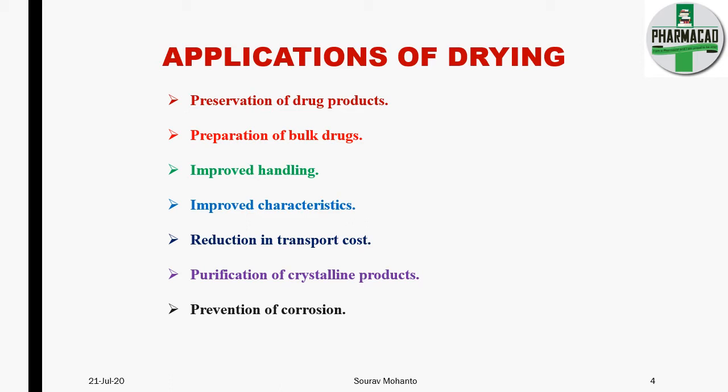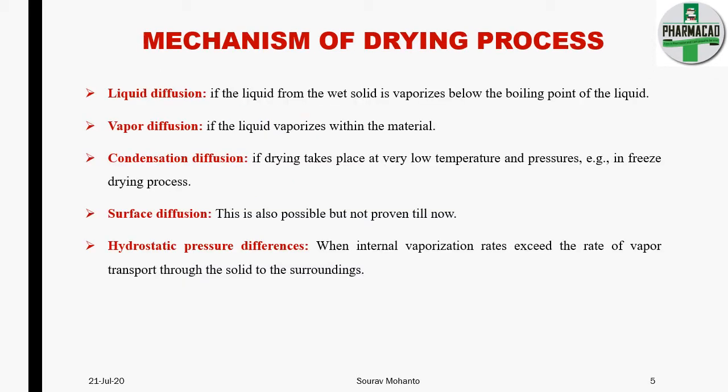Purification of crystalline process products is another application of the drying process, and prevention of erosion. Next is the mechanism of the drying process. There are various mechanisms, but these are the 5 basic mechanisms involved in any kind of drying process. The first one is liquid diffusion.